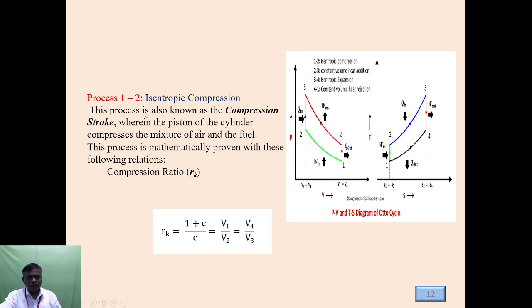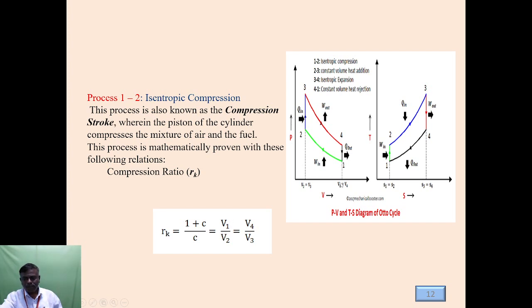Here, the same diagram, but here Rk is the compression ratio. Compression ratio means the ratio of the volume of fuel before compression to after compression in an IC engine cylinder.